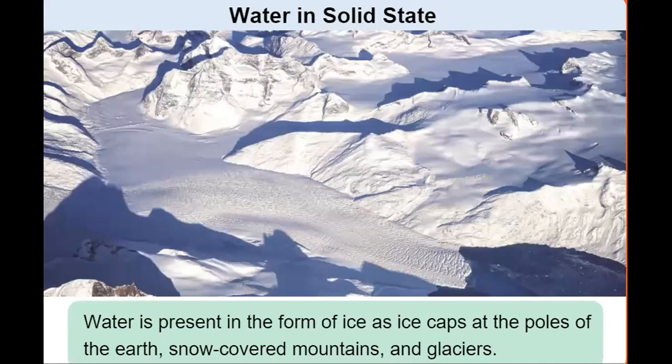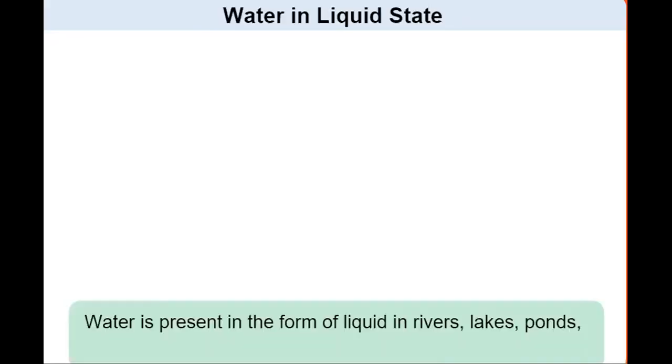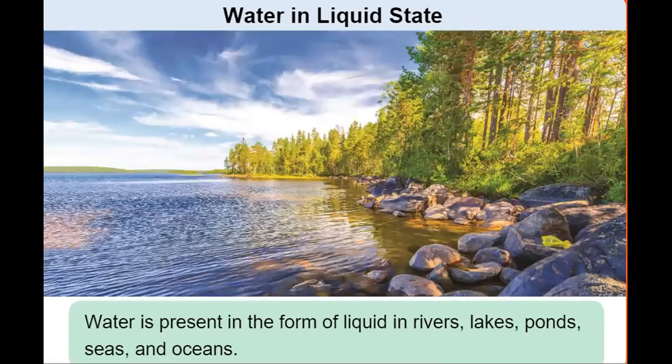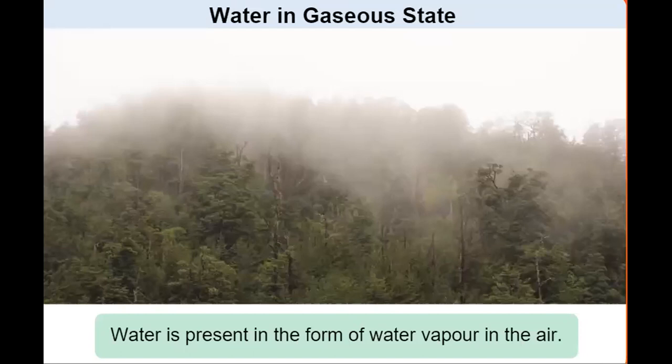Water in solid state. Water is present in the form of ice as ice caps, the poles of the earth, snow-covered mountains, and glaciers. Water in liquid state. Water is present in the form of liquid in rivers, lakes, ponds, seas, and oceans. Water in gaseous state. Water is present in the form of water vapor in the air.